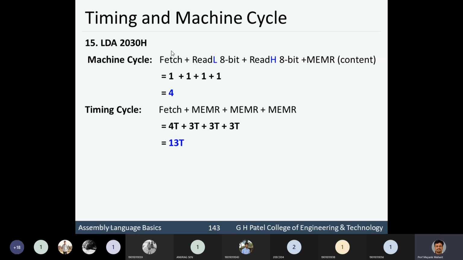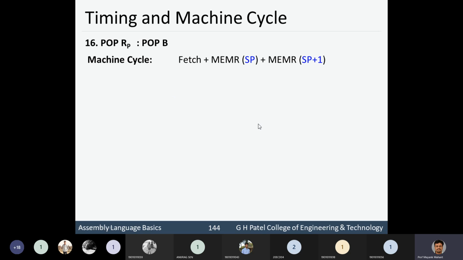So this is how you can, okay, this is LDA 2030. One is to fetch the opcode, the second is to read the lower byte, the third is to read the higher byte, and then read the memory, which is 2030. So 4 machine cycles would be required, and you can see that 13 T states are required for the LDA instruction.